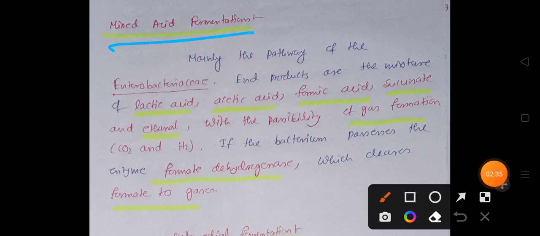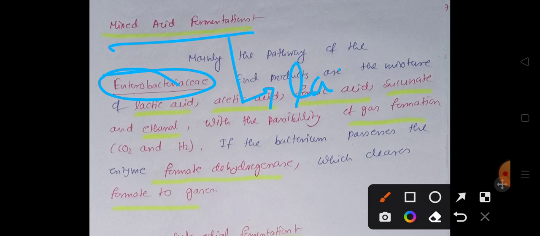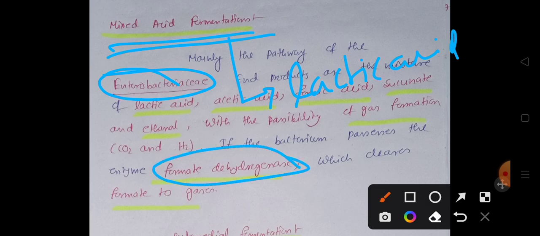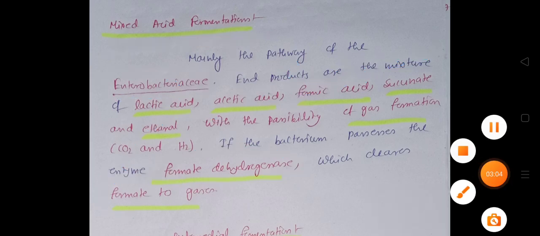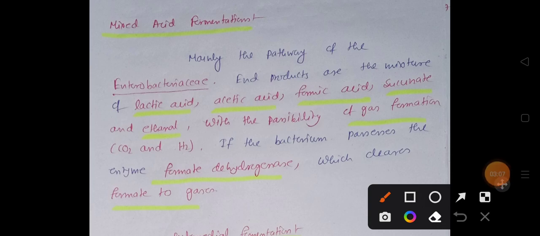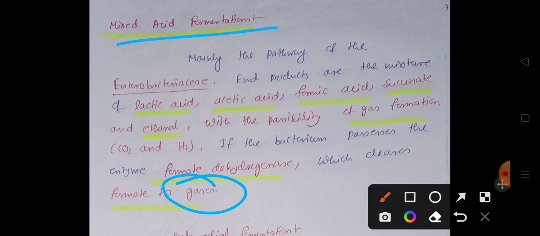So mixed acid fermentation is usually for Enterobacteriaceae organisms, right? Here the end products are a mixture of acids, for example lactic acid, acetic acid, ethanol, formate, succinate. And if the bacteria that are mixed acid fermenters have formate dehydrogenase, then they can also break the formate to produce gases. Remember it very carefully. I am saying this to you repeatedly: all mixed acid fermenters are not gas producers, right? But all gas producers are mixed acid fermenters.